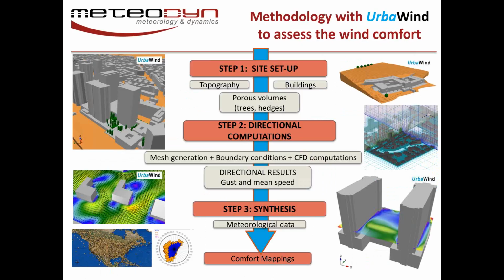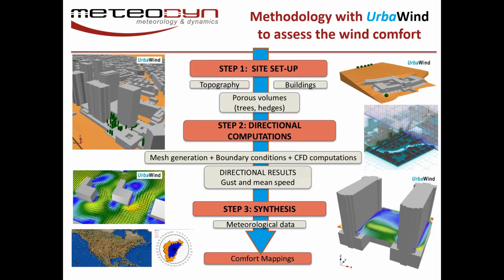In UrbaWind, you can include topography, buildings, and porous volumes. Porous volumes are trees or hedges like this. And all these data are introduced in the project in step 1. After that, we use directional computation, so not all the wind directions are computed. We compute only, I think, 12 or 18 directional computations in order to use this information at the end to assess the comfort.